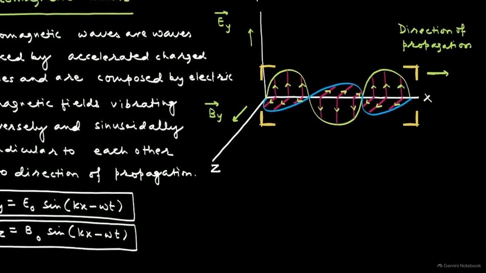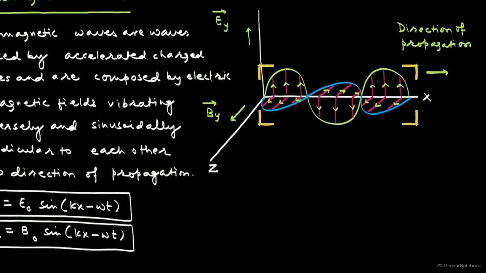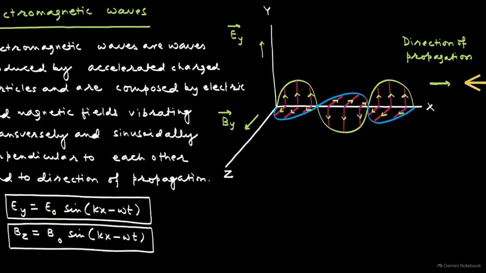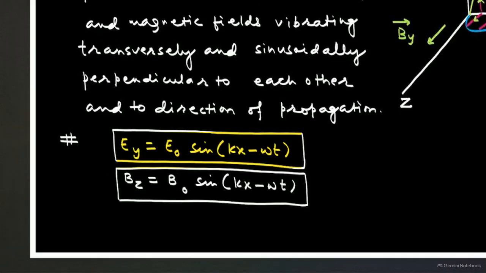The green and blue sine waves vibrate transversely, meaning they oscillate perpendicularly to each other. They also vibrate at a right angle to the actual path the wave is traveling. You can see the direction of propagation marked here along the x-axis, while the fields push outward on the y and z-axes. These equations describe that precise geometry mathematically.